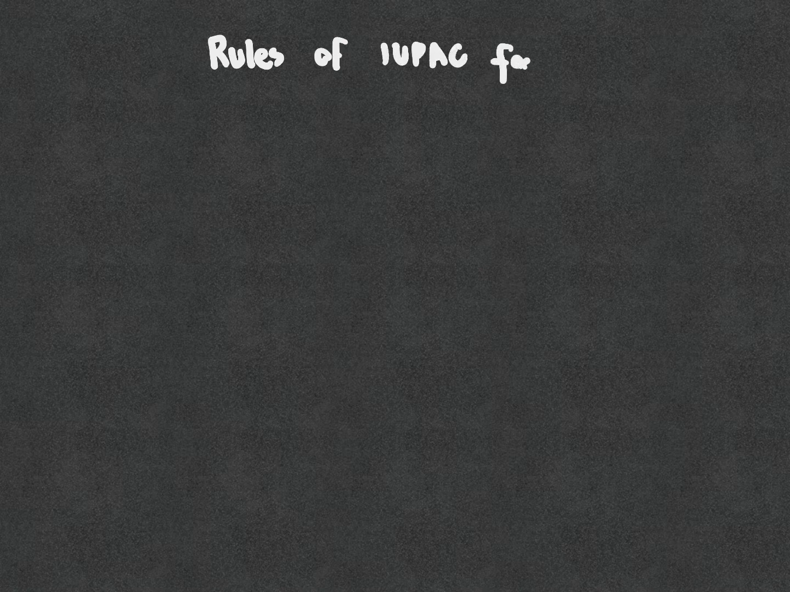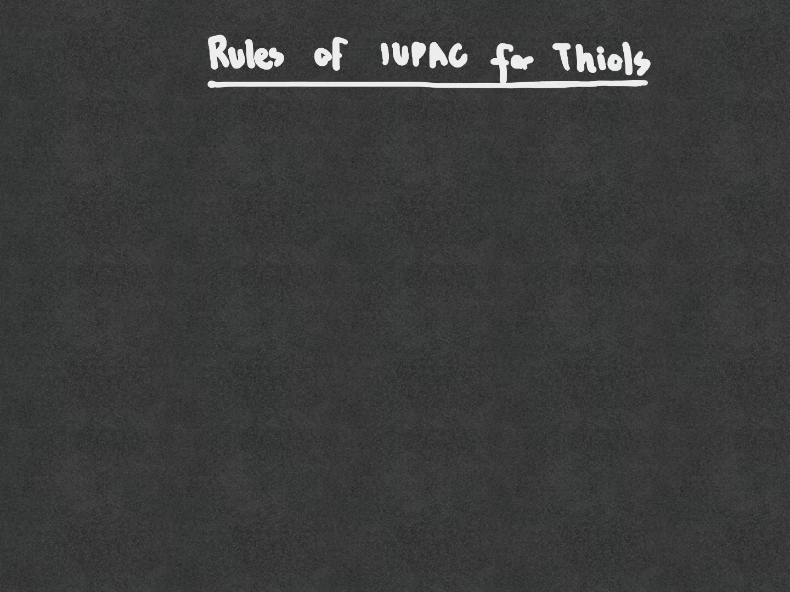So I'm going to go ahead and head this as the rules of IUPAC for thiols. And these are the rules that you'll apply anytime you see an SH group present within the organic molecule that you are attempting to name. The rules for this are going to be very analogous to the rules for naming alcohols, which is why we covered alcohols in the last video. That was video number 326.